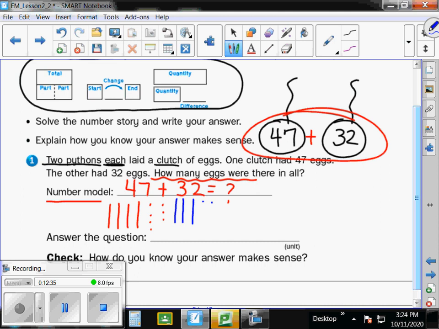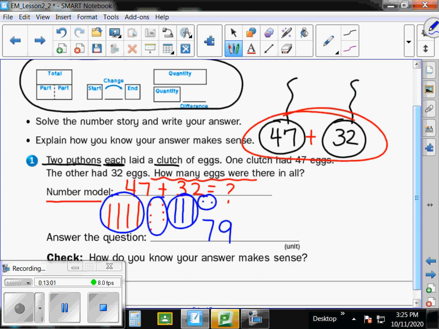I'm going to add my ones first to make sure I don't need to make an extra set of tens. So when I have 7 ones plus 2 ones, then I just have 9 ones. Is that enough to make another 10? No. So I'm just going to put my 9 ones, and then I'm going to add up my tens. I have 4 tens and 3 tens, so I've got 79.